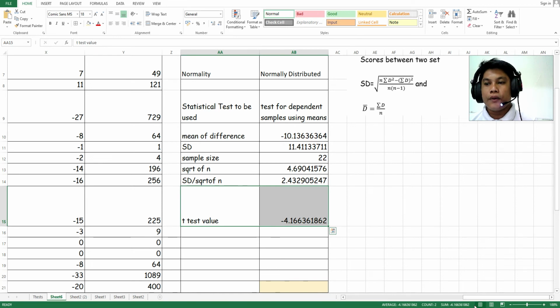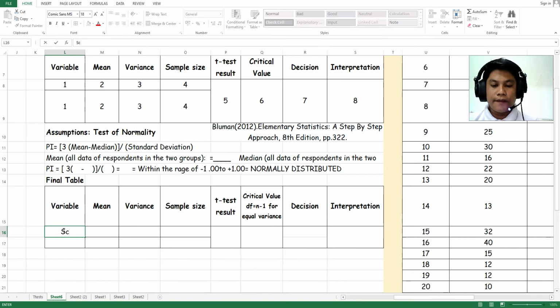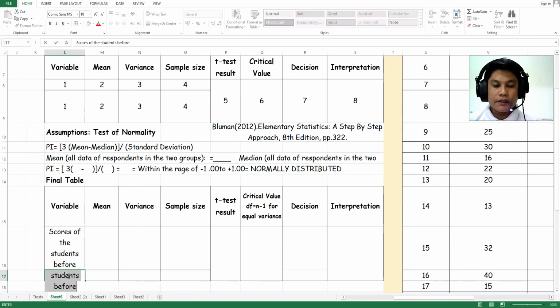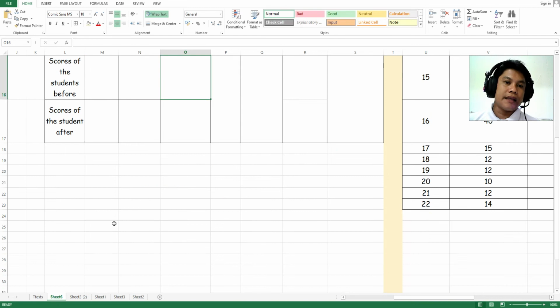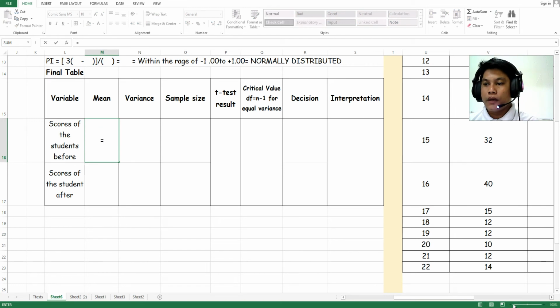Now, if you look at now in the summary table, we have the t-test value. We need the critical value, the decision, and the interpretation. So let's try to fill in here. The variable actually is the score of the students. Scores of the students before the implementation of the strategy. And then we still have scores of the students after the implementation. So let's make it shortcut like that. So what's the mean of the score before? So we will go back to our data.